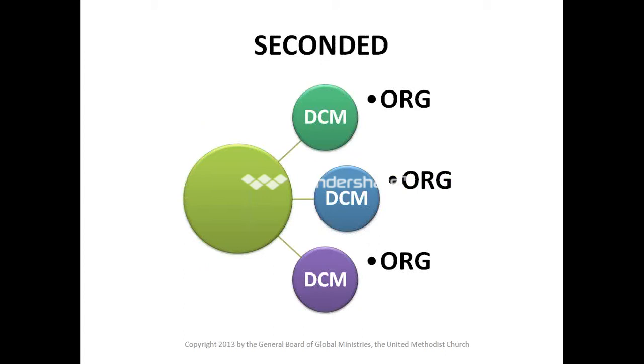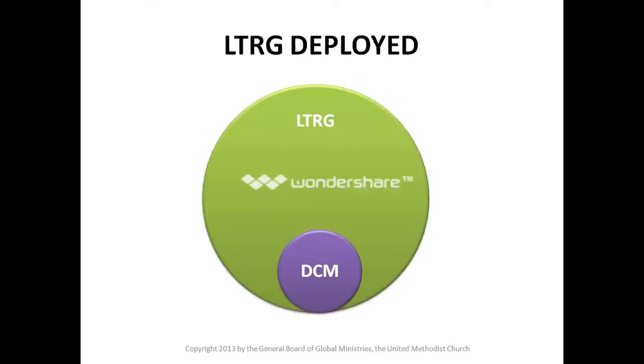Seconded, which means loaned staff. Responsibility for coordination is on the LTRG. 1 or more voluntary agencies may offer to provide case management services to individuals and families on behalf of the LTRG. Voluntary agencies may pool their resources and hire 1 or more disaster case managers to work as employees for the LTRG. And DCMs are deployed by the LTRG, who coordinates all aspects of DCM, in addition to perhaps all of the other functions as well.